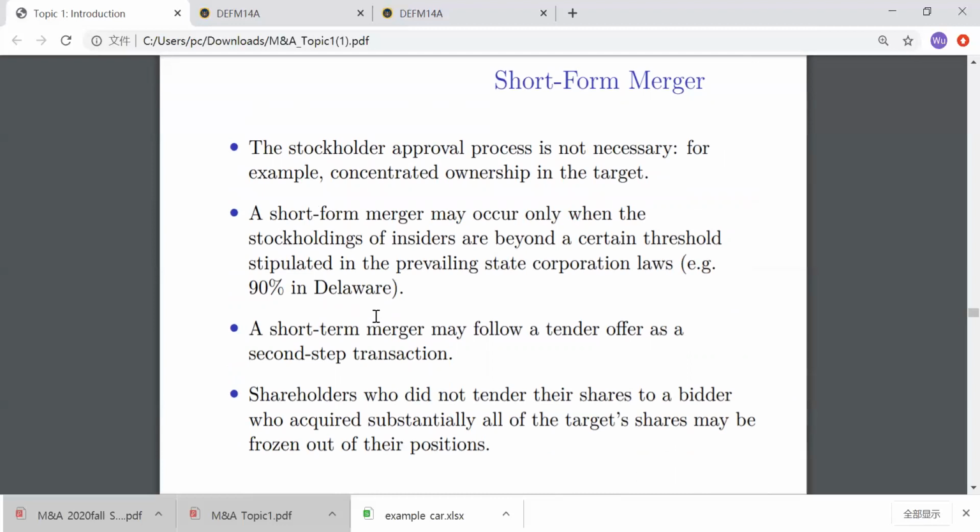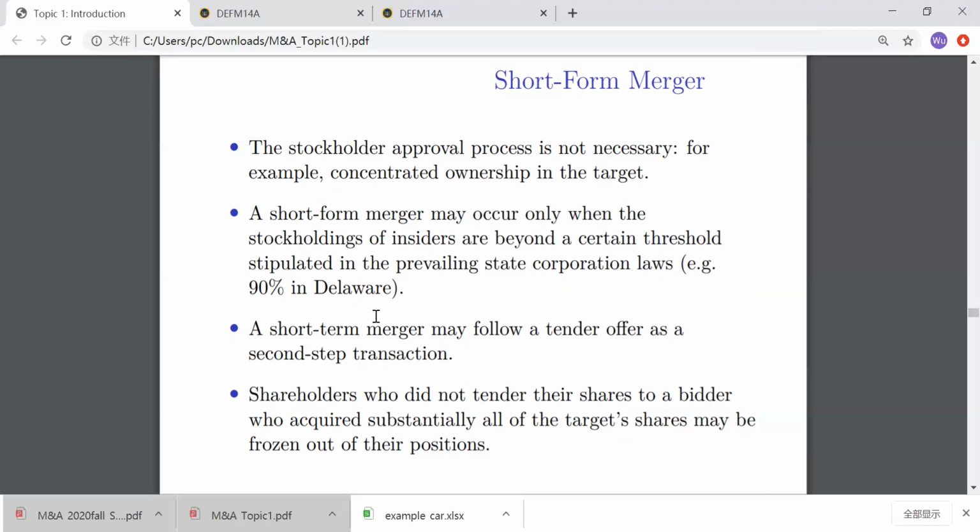And basically, we also have different forms of merger right here. One is called short form merger, so the shareholder approval process is not necessary. It's not like a must. Many companies need it, but it's not a must. If you have concentrated ownership in the target, you don't need a shareholder approval, like I said. In that case, you can do a stock equity deal. So this is what I just said.